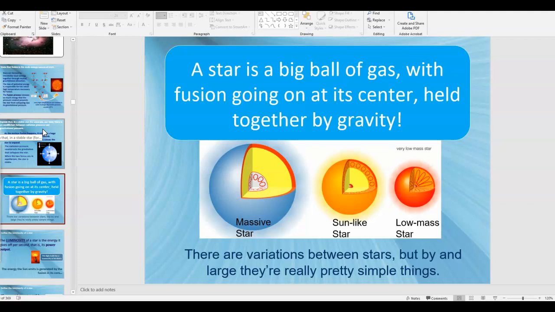Okay, there's also different types of stars. The more massive stars tend to be more blue. We'll talk about that later. Our sun is more of a white yellowish kind of star, but you could also have a very low mass star, which would be like a red dwarf, and we'll talk more about that later. But there are different types of stars.